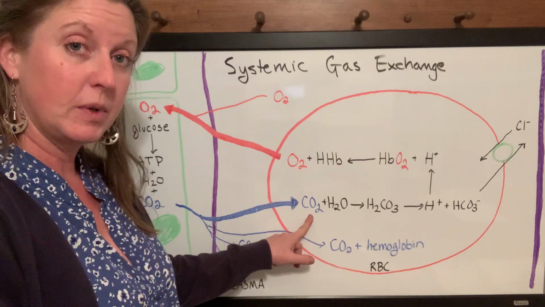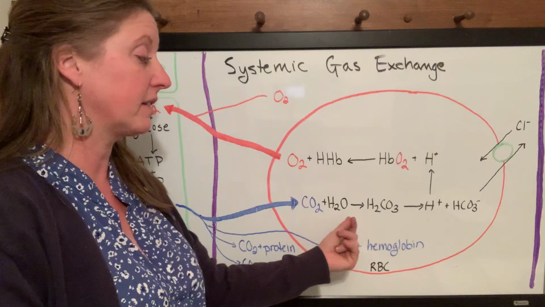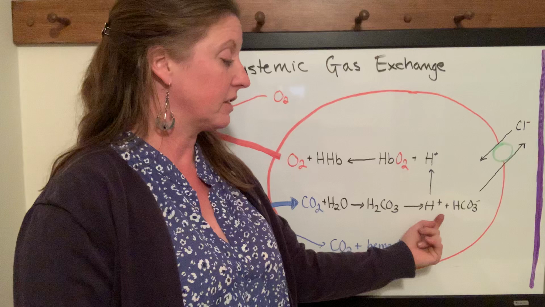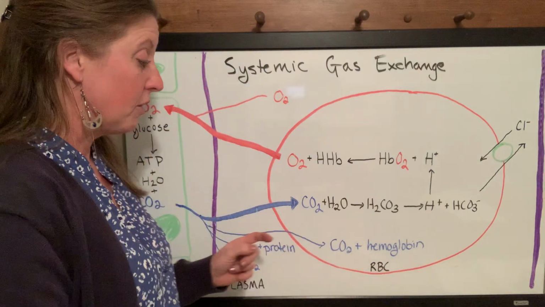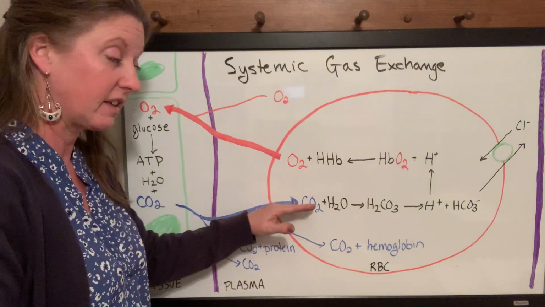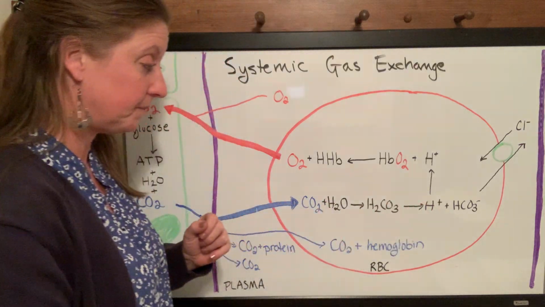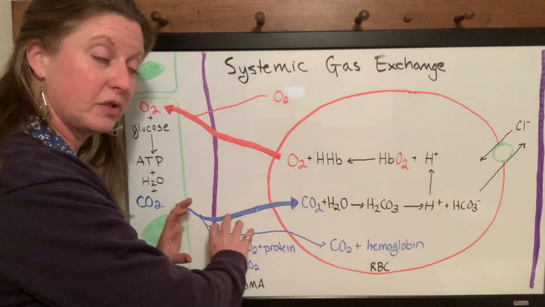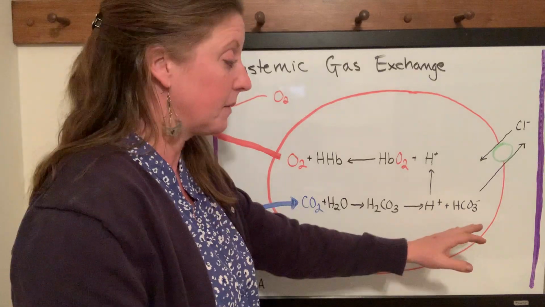Or the carbon dioxide can enter the red blood cell where an enzyme known as carbonic anhydrase combines the carbon dioxide with water to produce carbonic acid, which then splits to form a proton and a bicarbonate ion. So recall that according to the law of mass action, if we put more reactants on this side, the reaction is going to move in this direction. So this means that the more carbon dioxide is produced, the more this reaction will go and produce these products.